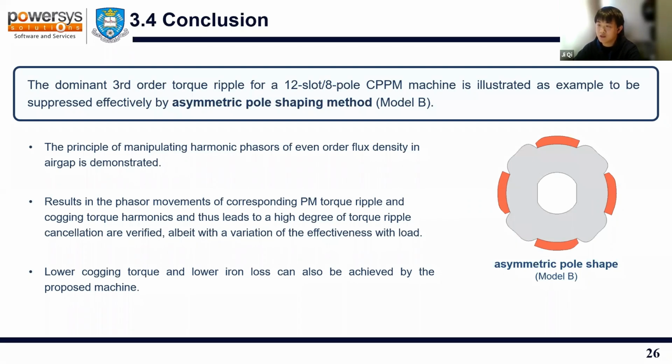Also, the results show the phasor movement of the corresponding PM torque ripple and cogging torque harmonics, and thus lead to a high degree of torque ripple cancellation, which is verified. What's more, lower cogging torque and lower iron loss can also be achieved by the proposed machine.